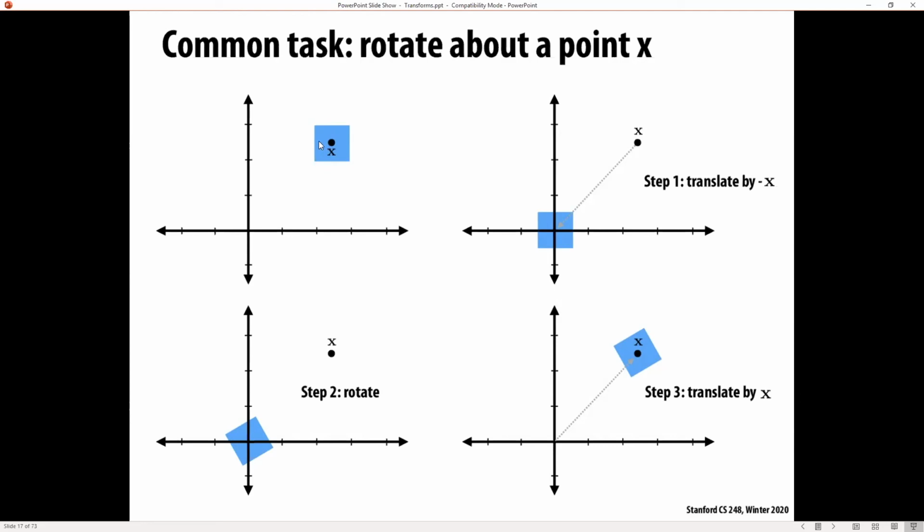So in order to get a rotation around this point, we would first apply a translation to move our square down to the origin, apply our rotation to rotate it, and then apply a translation to get it back. So we're going to end up stacking up some basic functions to get more complicated functions that we want to have.